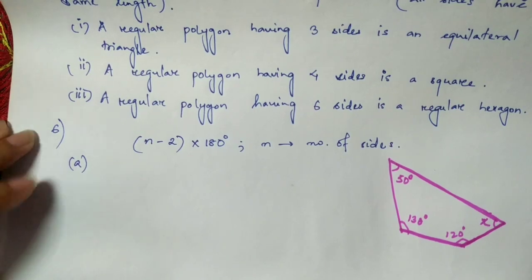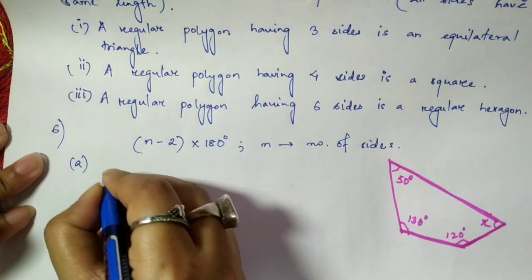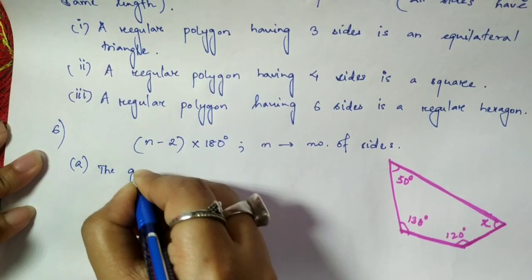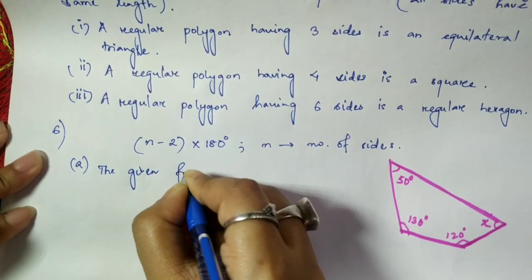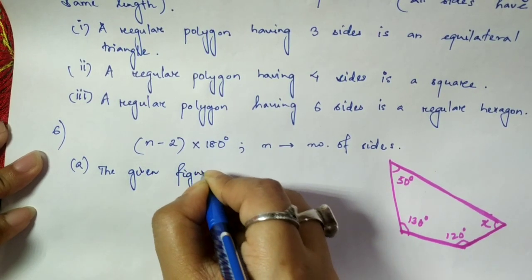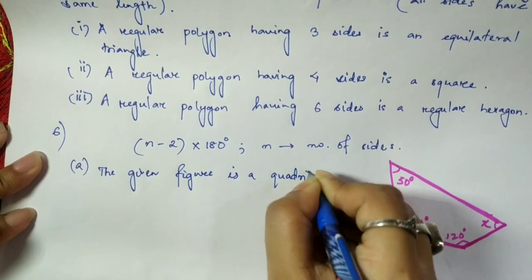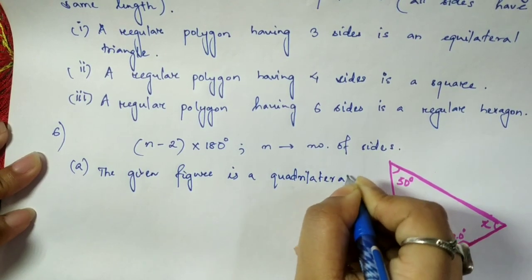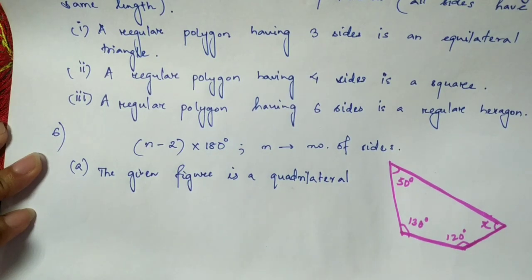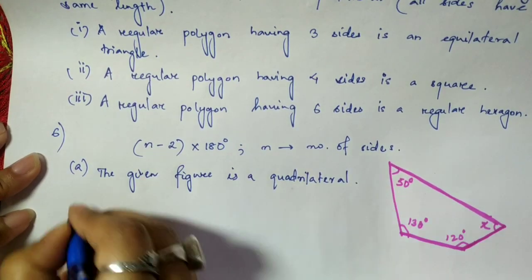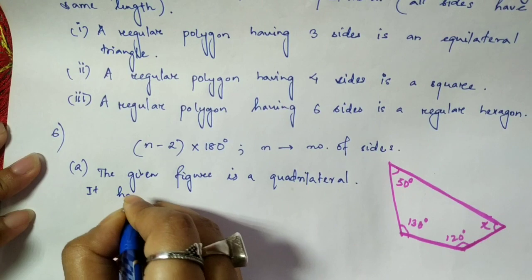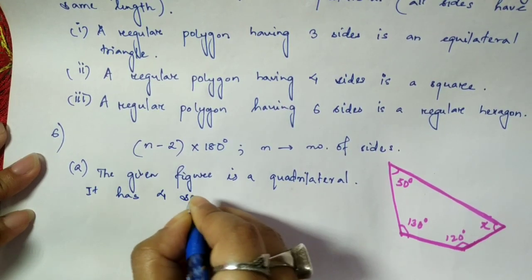So what we start with, we'll write it properly. See, the given figure, the name of the quadrilateral is not given, so let's write down this. The given figure is a, it's not a pentagon, it's a quadrilateral. You cannot say it as rectangle or triangle, square, because it's not in that shape. Okay, it has how many sides? It has 4 sides. Okay, that is the second part.